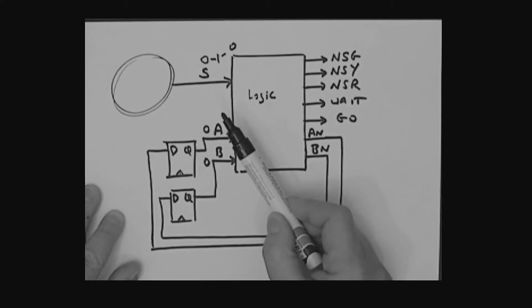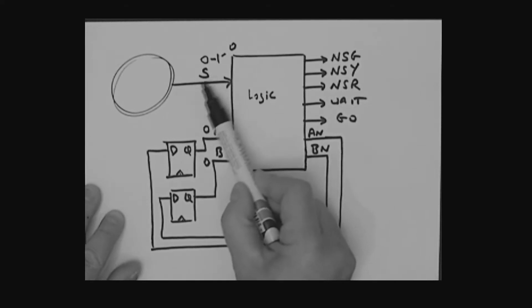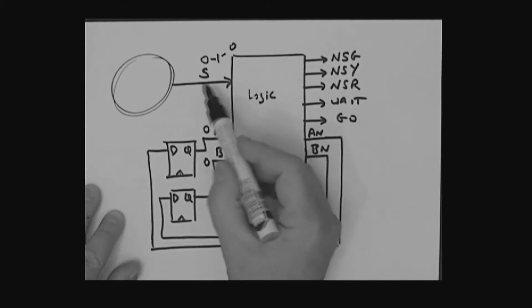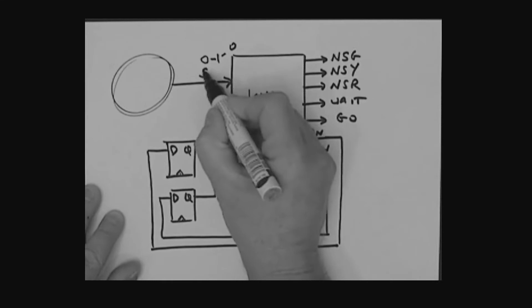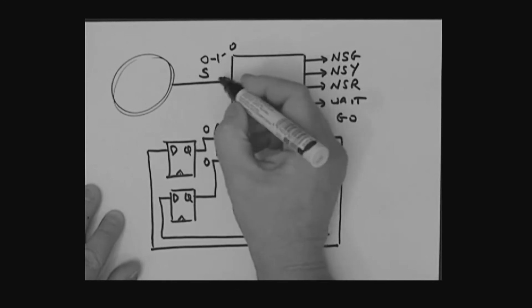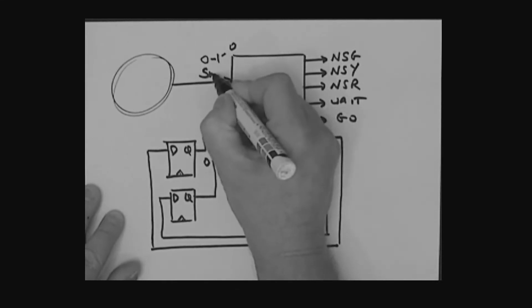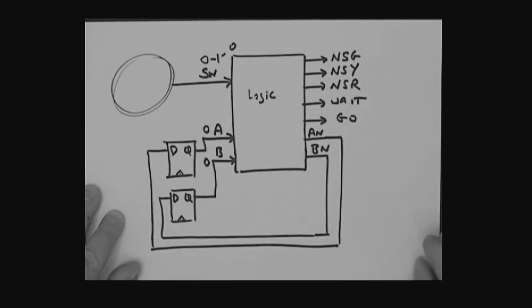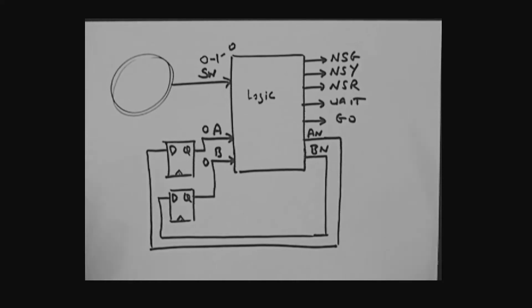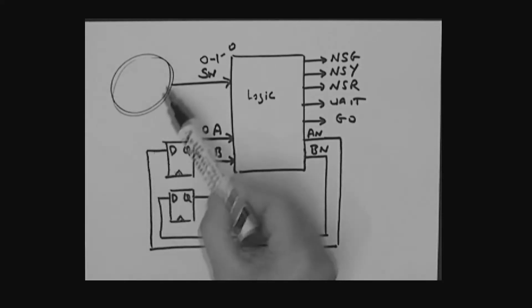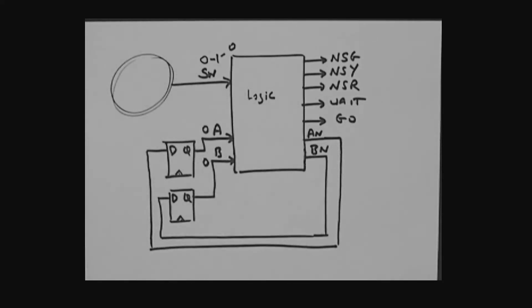Now, there can be a confusion of terms here. Maybe we don't want to call this S anymore, to not confuse it with the S input of an SR latch. So perhaps we could call that something else. Let's call it SW, or something like that, to differentiate it from the S of the SR latch. So let's think about this now. How are we going to deal with this part right here?